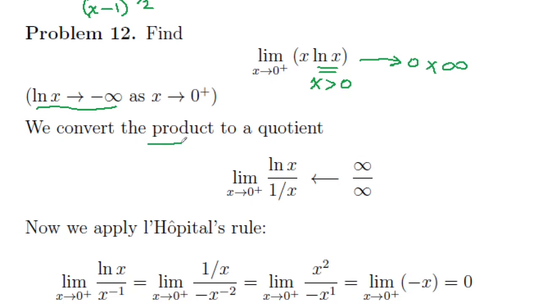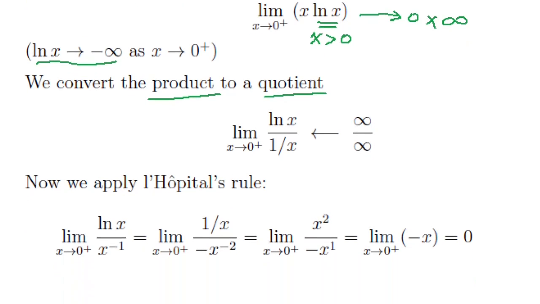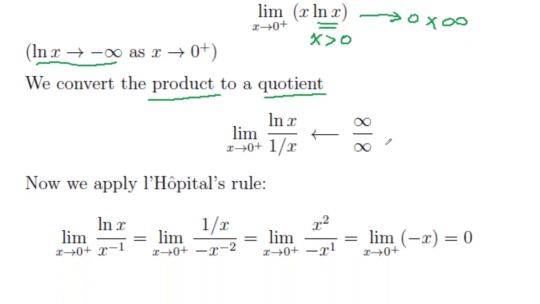This is a product indeterminate form, which we change to a quotient in the usual way. There are 2 ways of doing it. Here's the way that works best here. x times ln of x, written as ln of x divided by 1 over x. Both the numerator and denominator go to infinity, giving us infinity over infinity. This is a quotient indeterminate form. L'Hopital's rule applies to that.